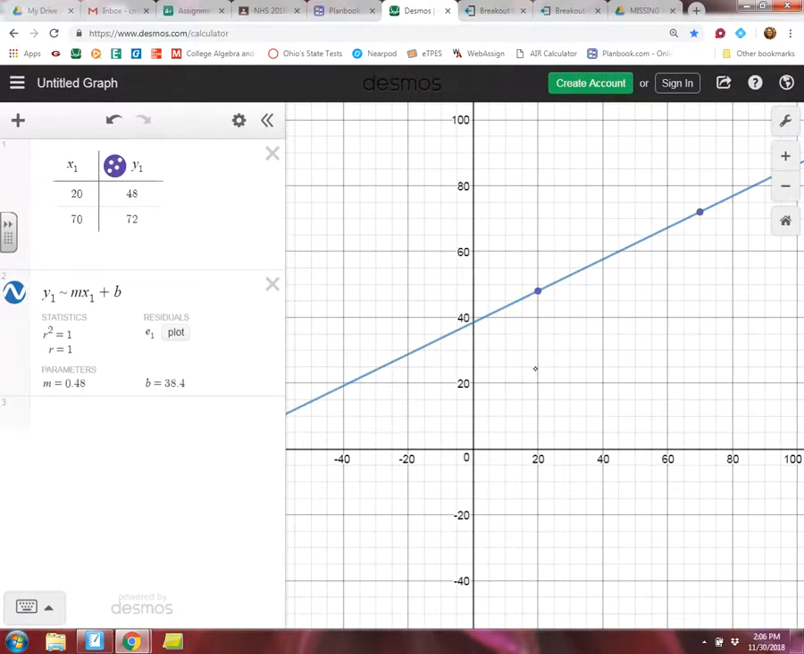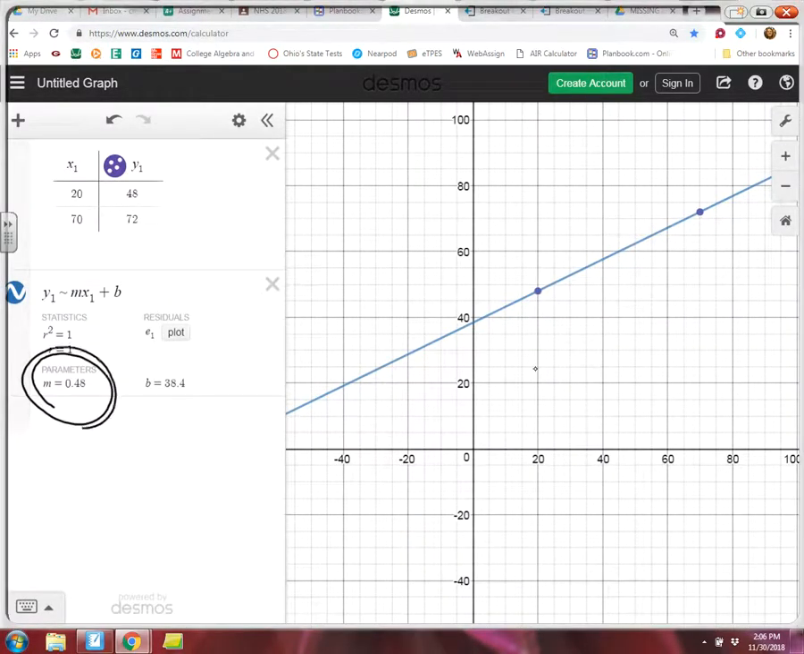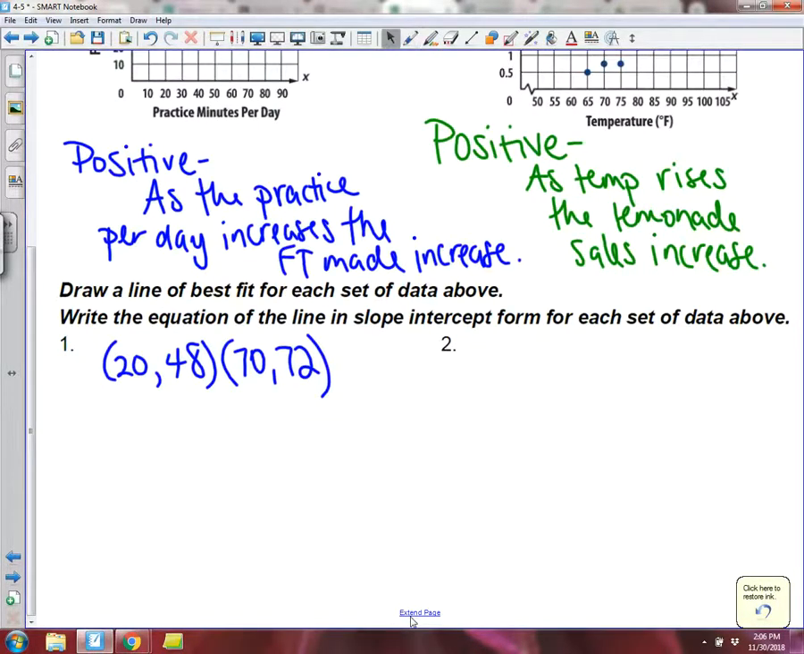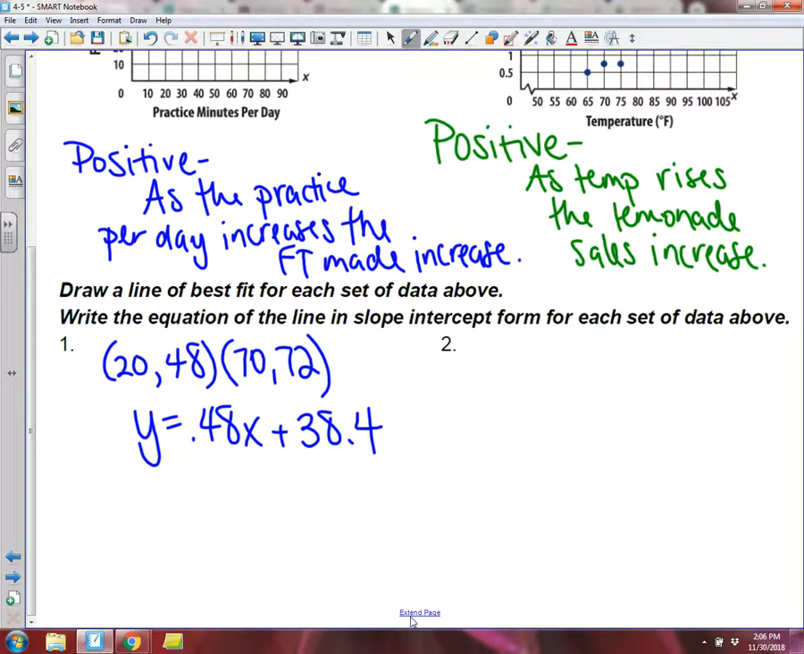Somebody read it to me. Y equals 0.48x plus 38.4. Do you see how they're all there for you? Okay, so that should be written on your notes here. Y equals 0.48x plus 38.4. Wonderful. All right, let's do that with the scatter plot right next door.